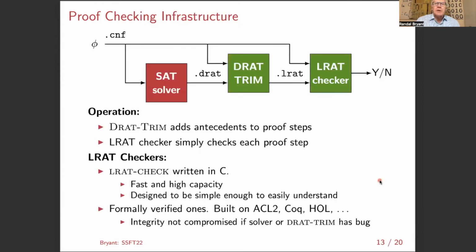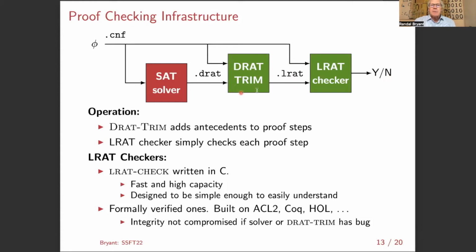And so the proof infrastructure for this is a pair of programs called DRAT trim followed by an LRAT checker. DRAT trim's job is to take the output of the SAT solver, which is just this list of RUP clauses, and annotate it with the antecedents so that it's in this low-level form that can be checked step by step, just making sure that each step obeys the RUP property and a few other general properties as well, but something that can be easily checked. And that will become my check of the result.